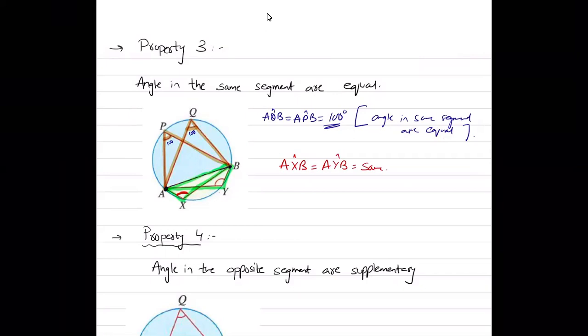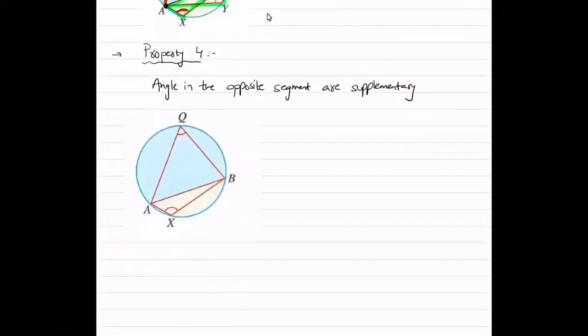The first property was angle at the center is twice the angle at the circumference. The second property is that the angle in the semicircle is 90 degrees. This was the third property that said angles in the same segment are equal. Now moving on to the next property.